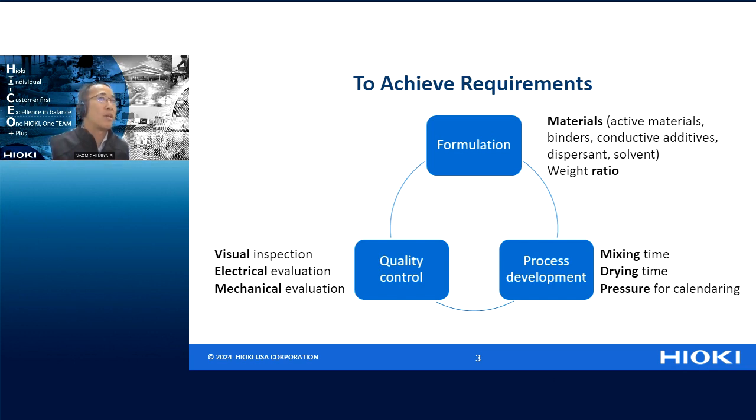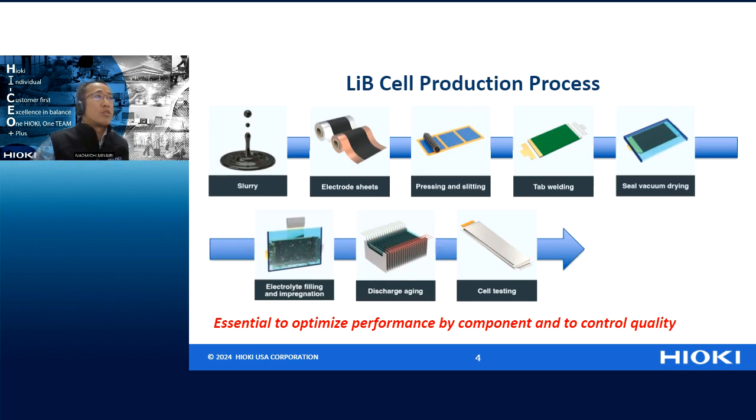So they should be high quality, right? So there are several techniques used for quality control: visual inspection, electrical evaluation, and mechanical evaluation. So this is a typical lithium-ion battery cell production process, which starts with slurry preparation, followed by electrode sheet fabrication.